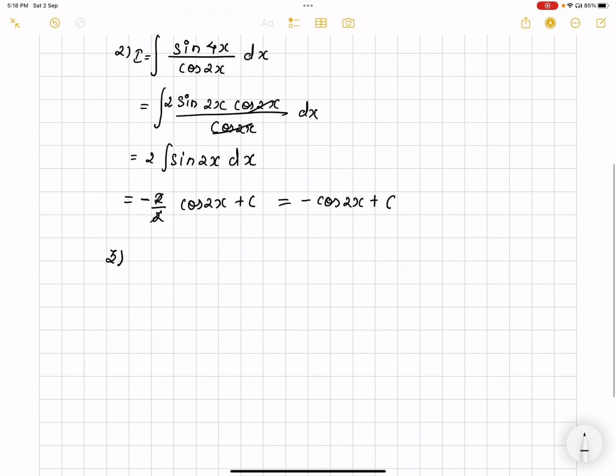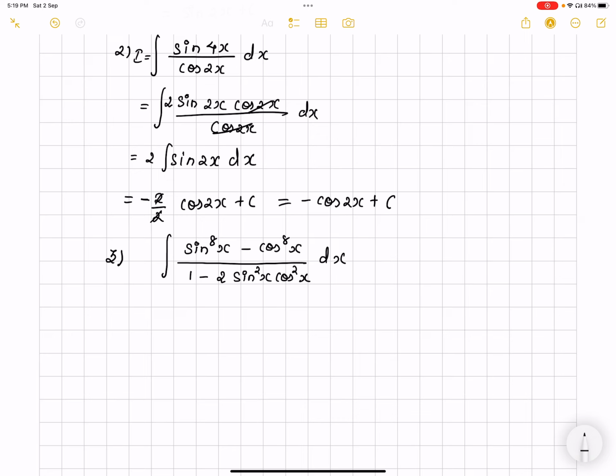We would be just improvising our problem little by little. So now just observe this question. It is one of the NCERT problems. Sine to the power 8x minus cos to the power 8x divided by 1 minus 2 sine square x cos square x dx.